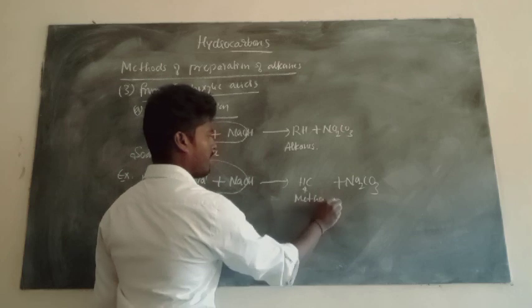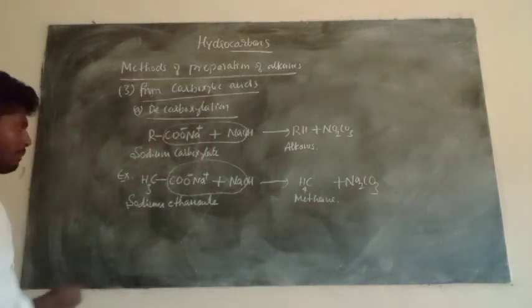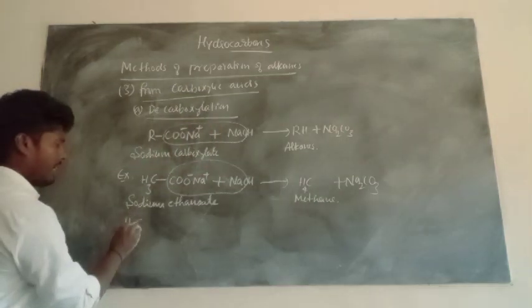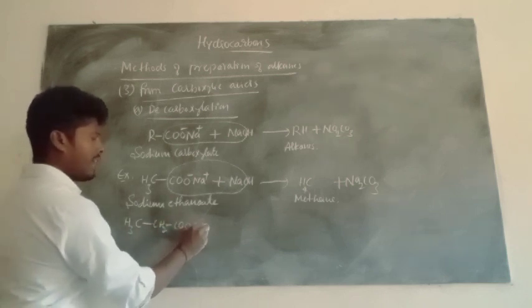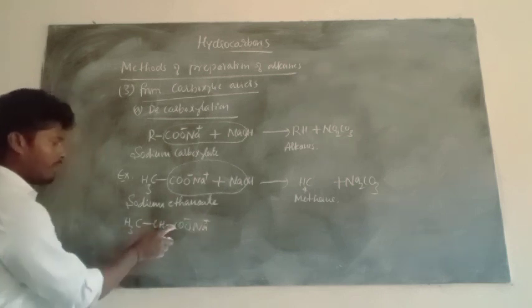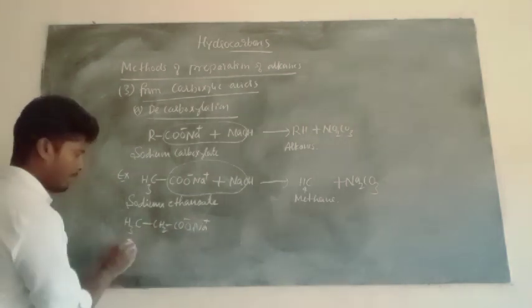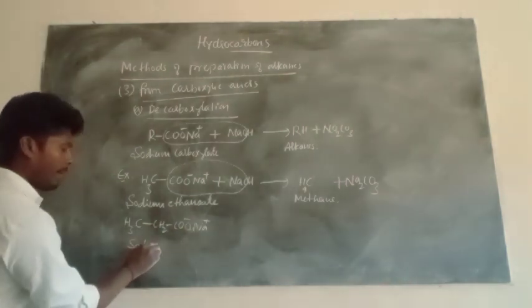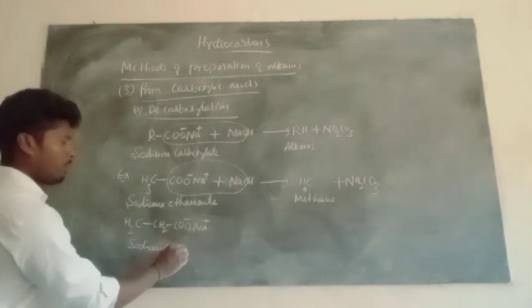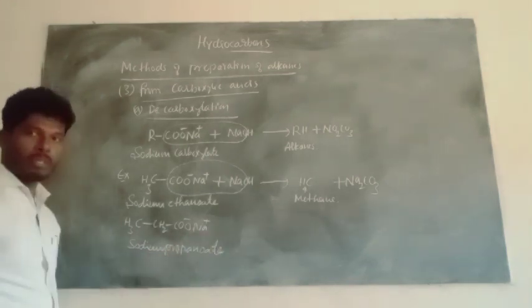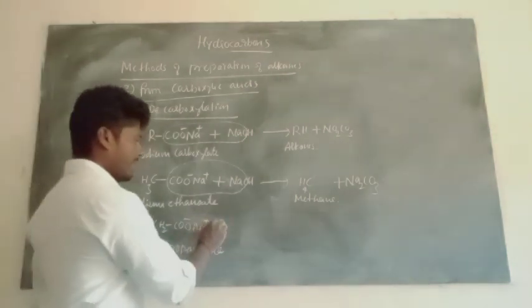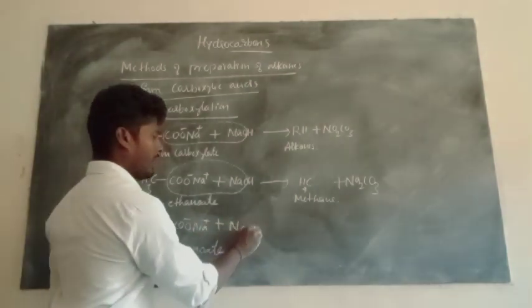Similarly, now take one more compound, CH3-CH2-COONa. So how many carbons are there? 1, 2, 3 carbons. What is its name? Sodium, 3 carbons means propanoate. Sodium propanoate. So the sodium propanoate is treated with again base NaOH.